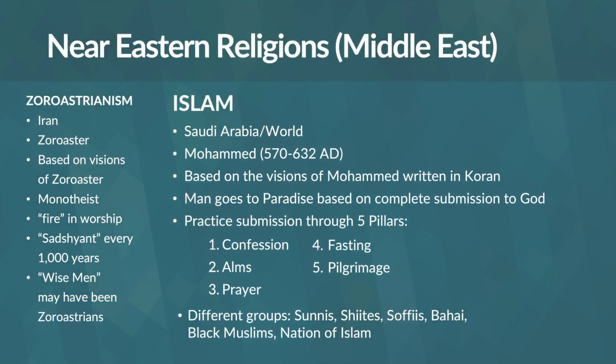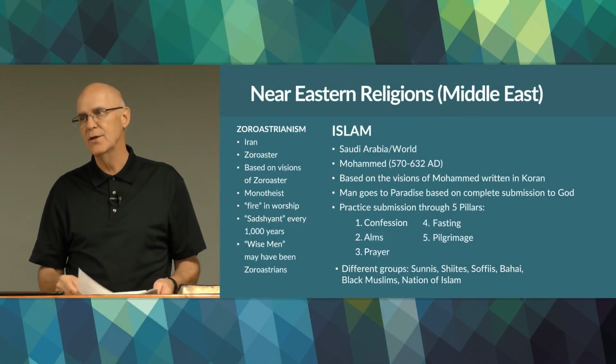Another Near Eastern religion, Islam, founder Muhammad, lived 570 to 632 AD. The main ideas are based on the visions of Muhammad and the writing of these in the Quran as the final word of God. Man goes to paradise through complete submission to God. That's the main idea of Islam. As a matter of fact, the word Islam means surrender.